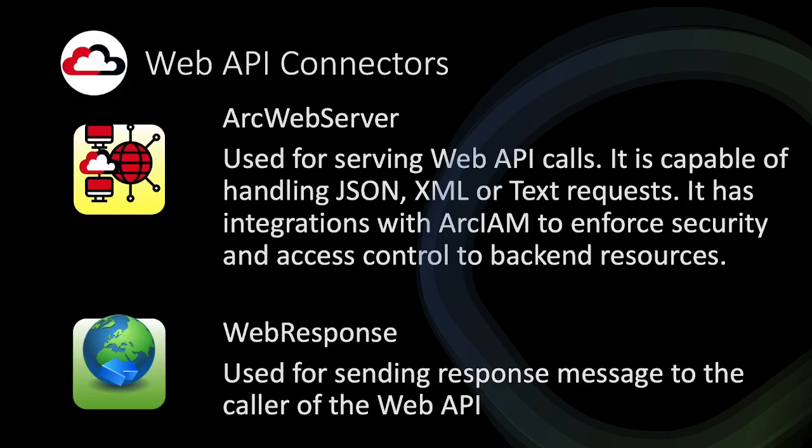So, what is an Arc web server? We have two web API connectors. The Arc web server is used for serving web API calls. It is capable of handling JSON, XML, or text requests, and it has integrations with ArcIAM to enforce security and access control to backend resources. The web response connector is used for sending response messages back to the caller of the web API. So you can send error or response data.